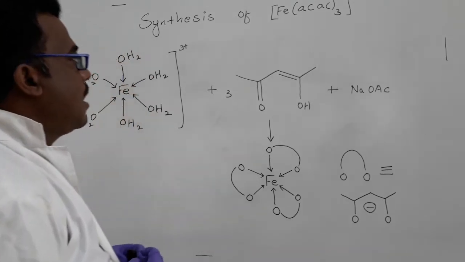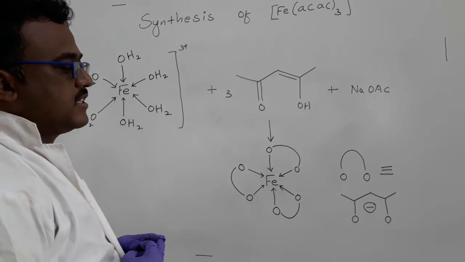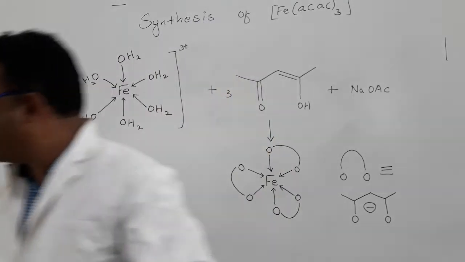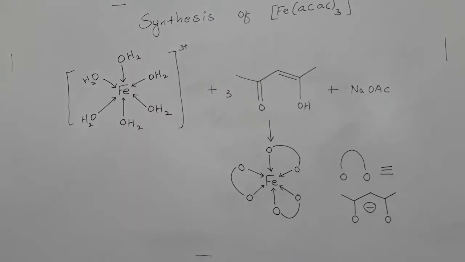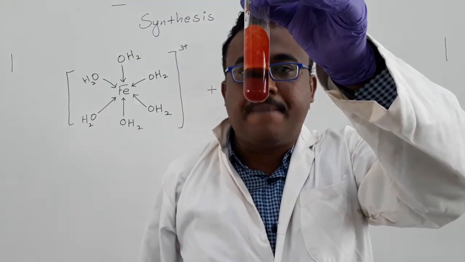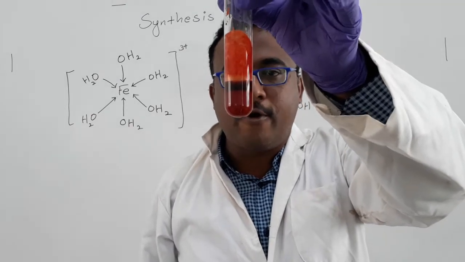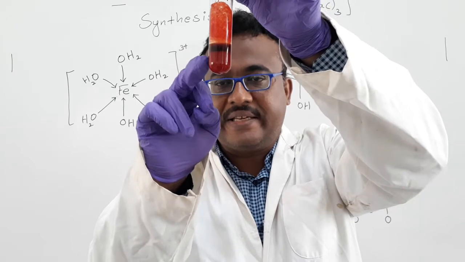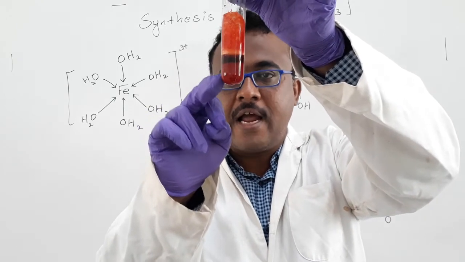Now I am going to start to discuss the crystal field splitting diagram. Before that, I am just going to show how the red color solid was formed. You can see that I have kept it in a water bath, and now I am going to show. You can see that a red color solid was deposited on the wall of the test tube.